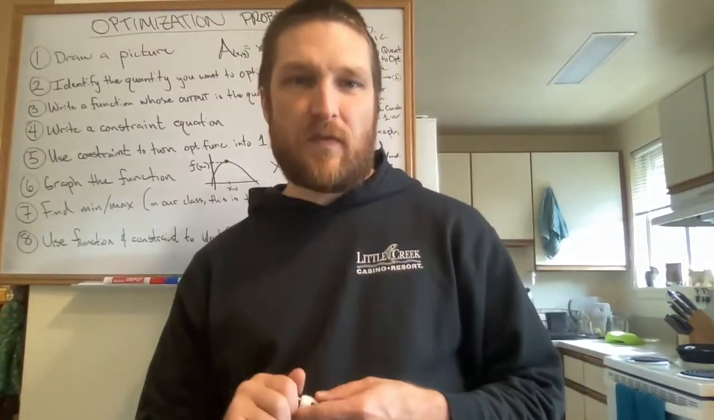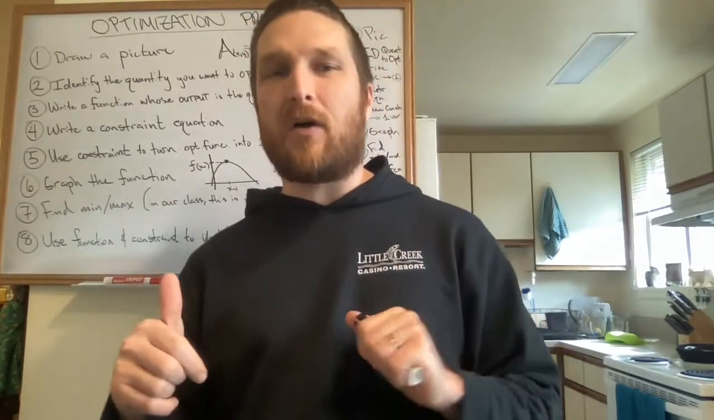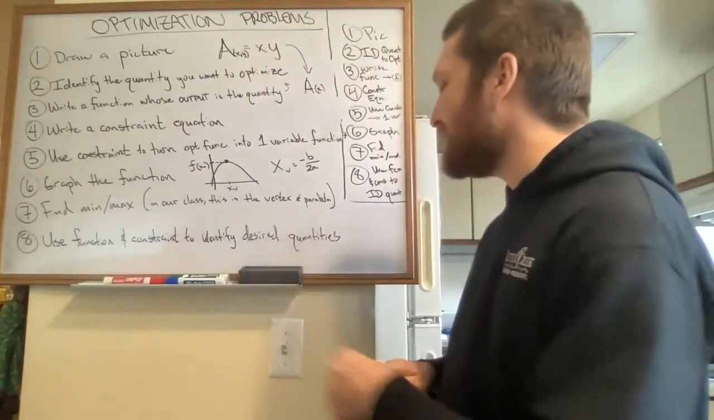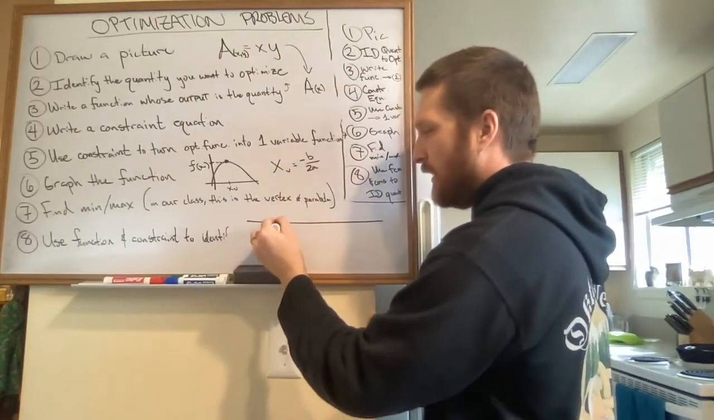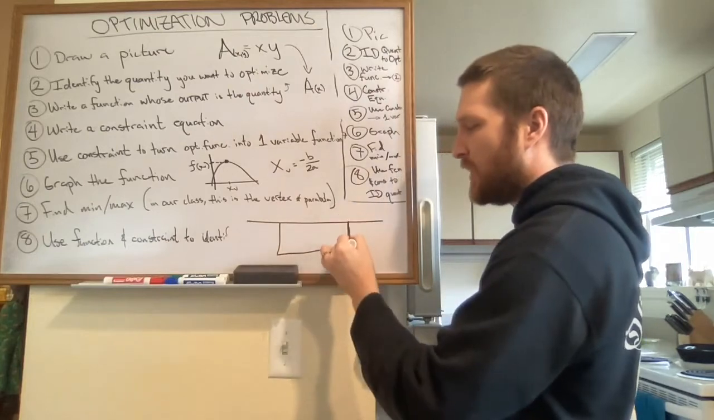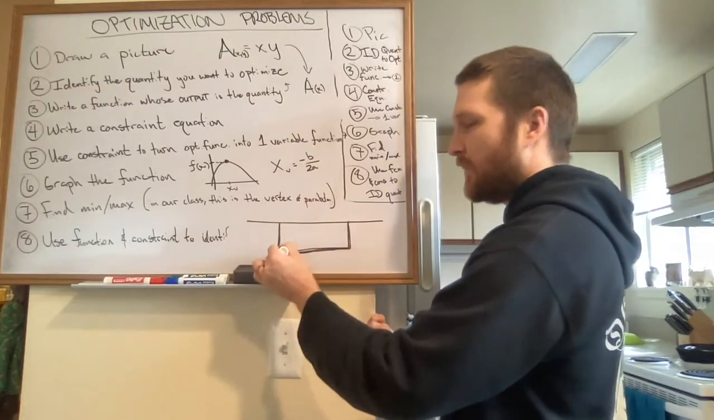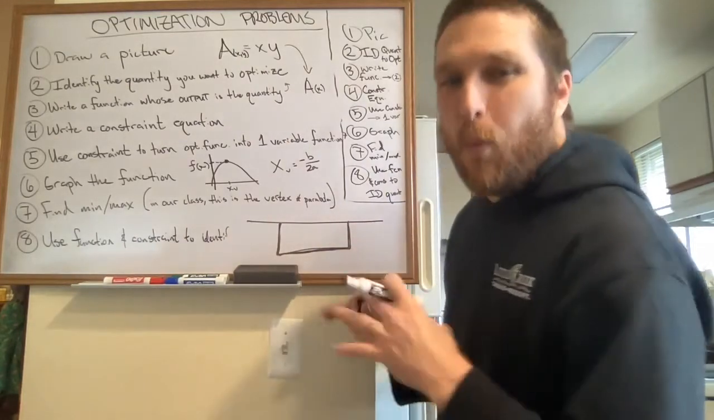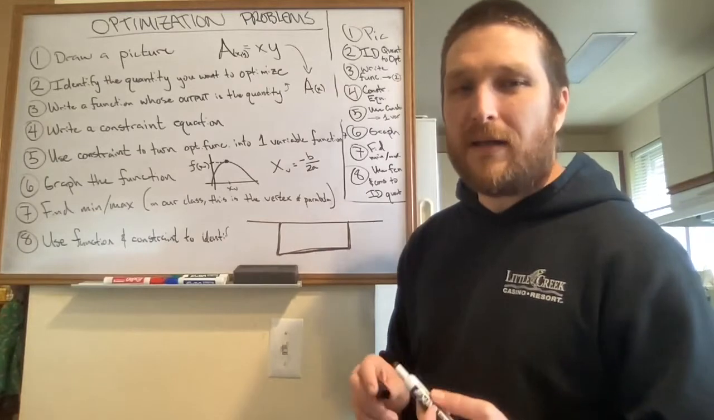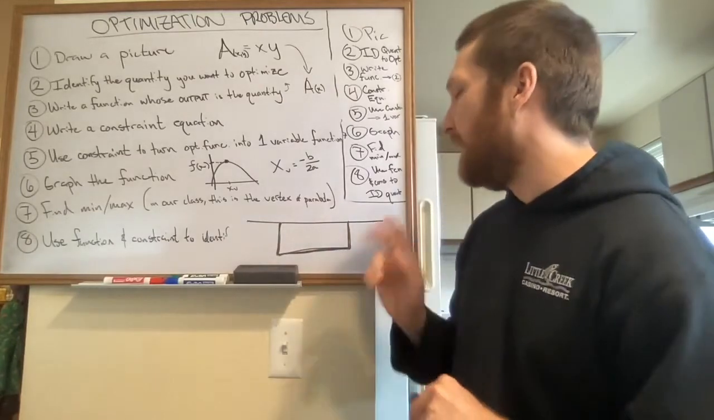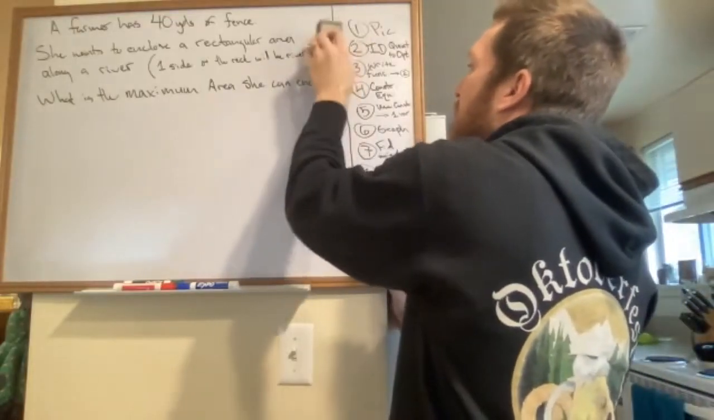A farmer has 40 yards of fence. She wants to enclose a rectangular area along a river, that is, where one side of the fence is on the river, like that. And so we only need 3 sections of fence, this part, this part, and this part right there. So one side of the rectangle will be the actual river. The question is, what is the maximum area that she can enclose? What is the maximum area she can enclose? So we're going to get rid of all this.